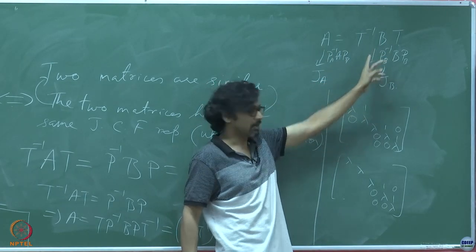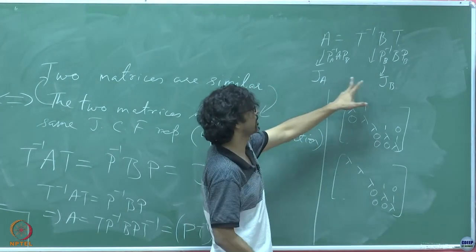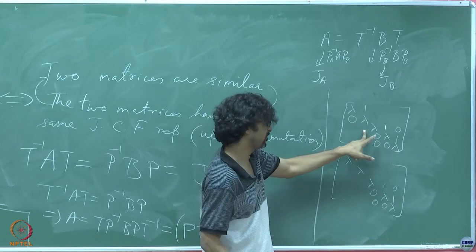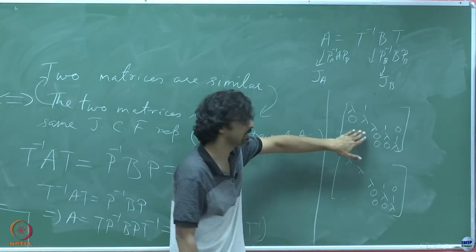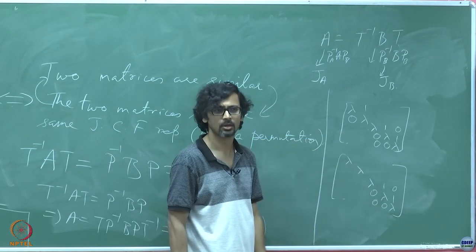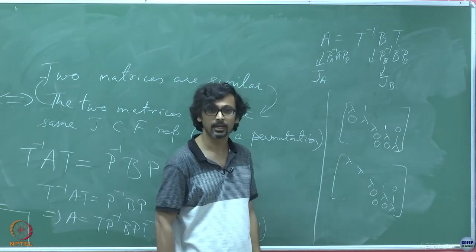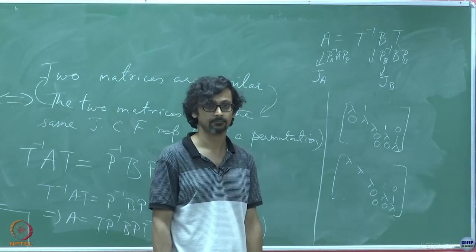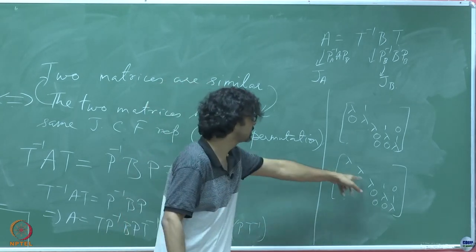Right? But in this case, suddenly you cannot get from this to this. That's what we are claiming, right? So you cannot get from this to this through a similarity transformation. Why not? If there exists a similarity transformation that takes you from here to here, what would be violated? Yeah. The geometric multiplicities are different here.